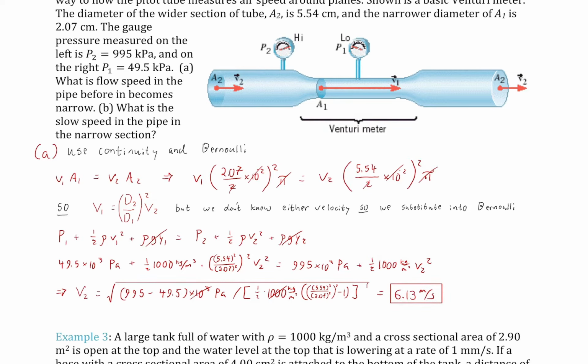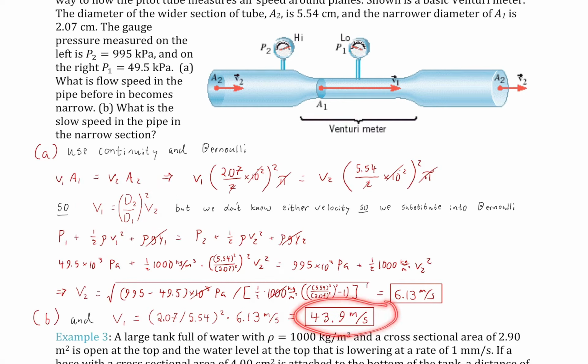So before the pipe becomes narrow, when the speed is still slow, the velocity is 6.13 meters per second. And once I know V2 in part B, I can just really easily substitute it back into this relationship from continuity to find V1, and I get 43.9, quite a bit faster, which makes sense. That's actually pretty fast, right? Which makes sense why this pressure is much lower. Okay? There we have it.